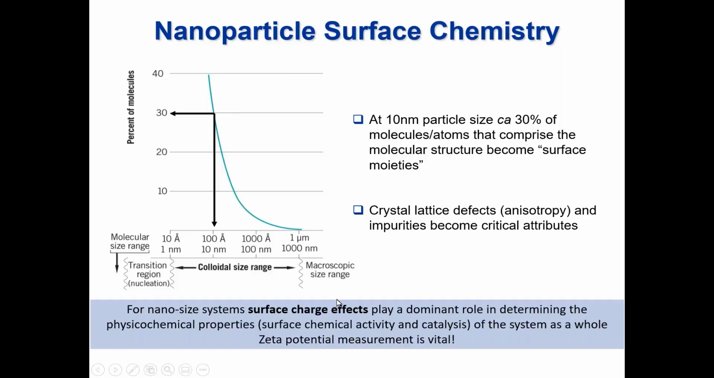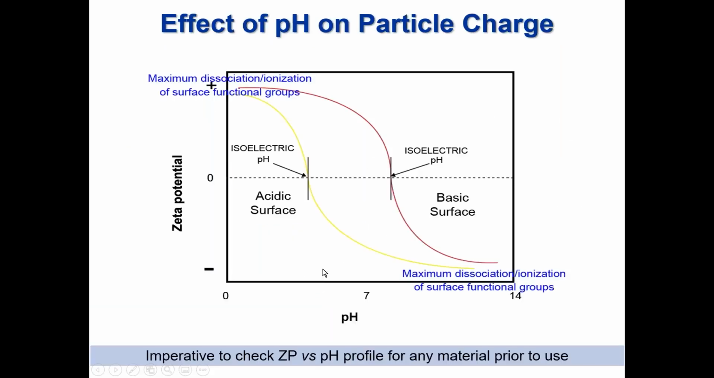A practical consequence is the increased relevance of surface charge effects. As we get smaller, what are normally negligible for massive solids, non-colloids, become dominant in the description of nanoparticle behavior. Crystal lattice defects, anisotropy, and impurities now become critical attributes. Measurement of Zeta potential of these materials now becomes vital. This shows a schematic, the effect of pH on particle charge.